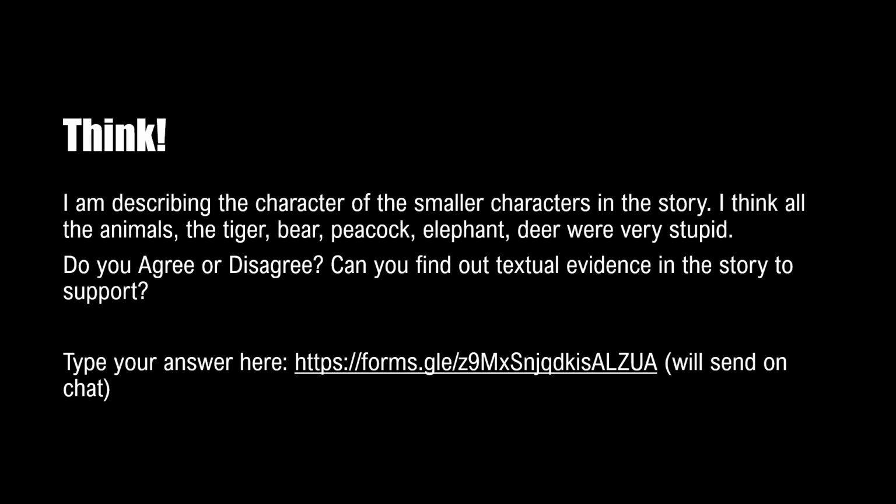This is a question I want you to think about, okay? I am describing the character of the smaller characters in the story. I think all the animals, the tiger, the bear, peacock, elephant, deer, they were very stupid. Do you agree or disagree? I would like to see the textual evidence you can find in the story to support whether you agree or disagree with me. You can write your answers in the form I will send you in the chat.